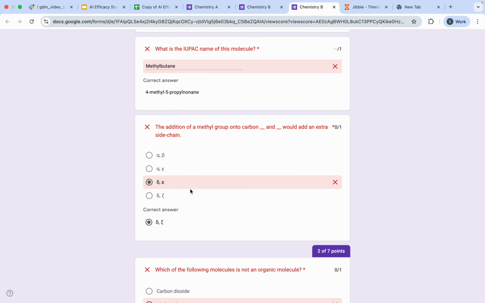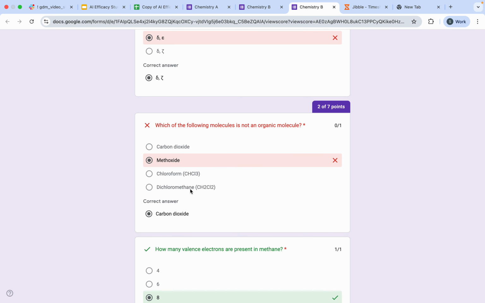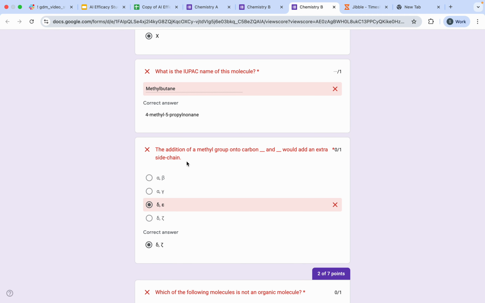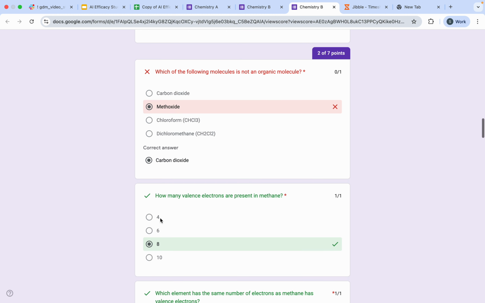Okay, so now we are done with the IUPAC name. The next question is, here we have got it wrong. The addition of a methyl group onto carbon dash and dash would add an extra side chain. So this is, I think, delta and 2 is the correct answer. This was wrong. Delta and 2 is the correct answer. Okay.